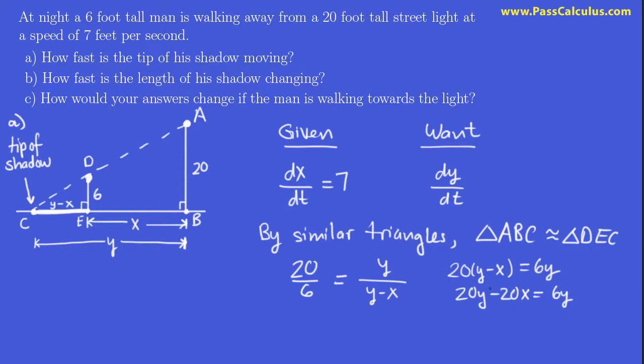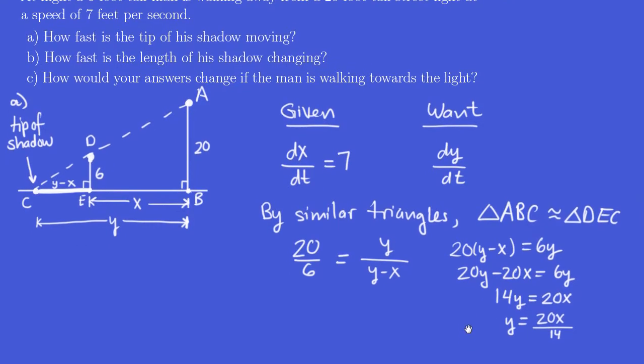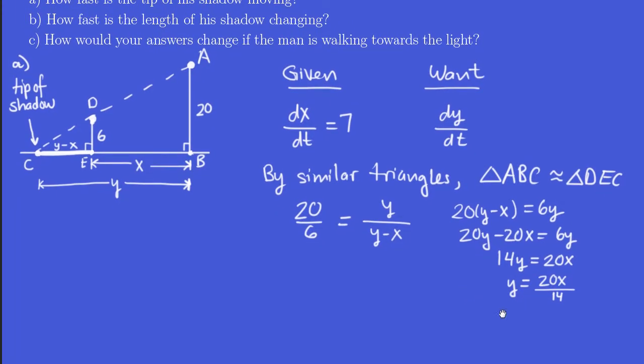And if I bring the 6y over, it'd be 20y minus 6y, which is 14y. And then I bring the minus 20x to the other side, it becomes positive 20x. Divide both sides by 14, so y would be 20x over 14. Let me move up a little bit. So why don't we simplify that by dividing the common factor of 2 out? So it would be 10x over 7. So this similar triangle equation reduces down nicely to y equals 10x over 7.